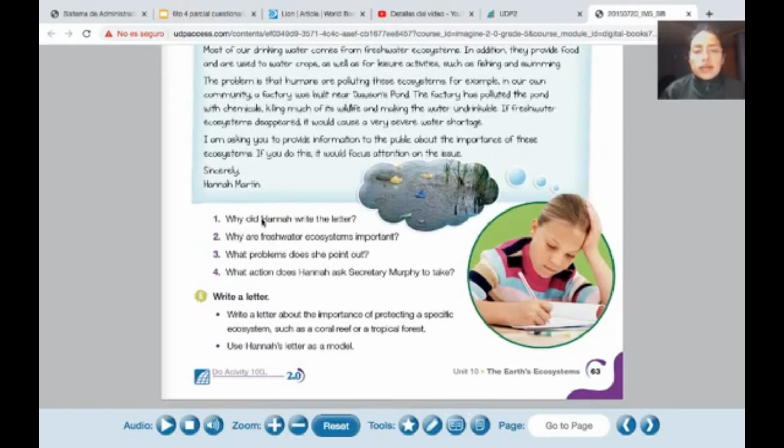You have to find the answer to this question: Why did Hannah write a letter? Why are freshwater ecosystems important? What problem does she point out? What action does Hannah ask Secretary Murphy to take? You have to answer these questions in your notebook. This will be your homework. Find the answers to these 4 questions, okay? Let's start.